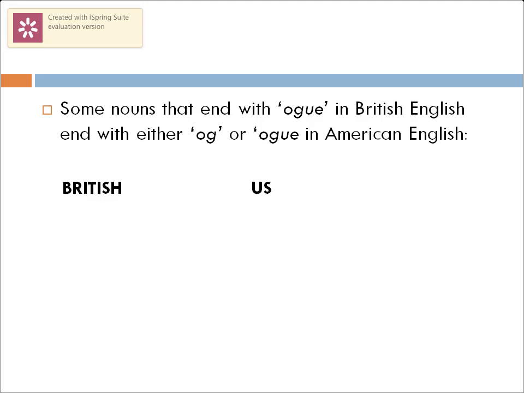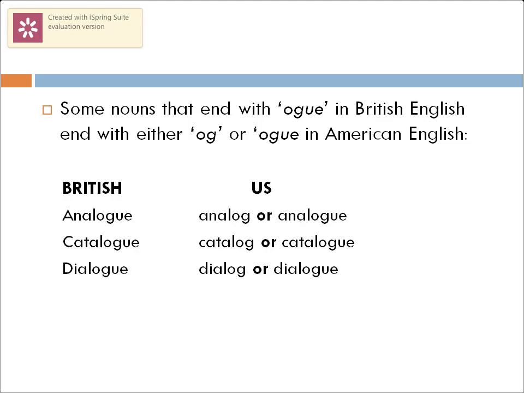Some nouns that end with OGUE in British English end with either OG or OGUE in American English. For example, analog, catalog, dialogue, which use LOGUE in the British spelling, can use LOGUE or can only be written as LOG in the US spelling.